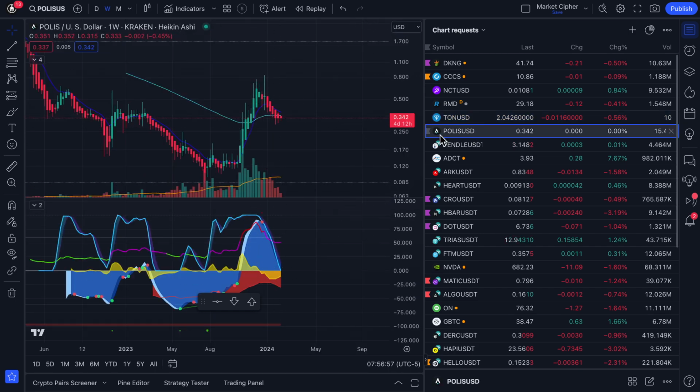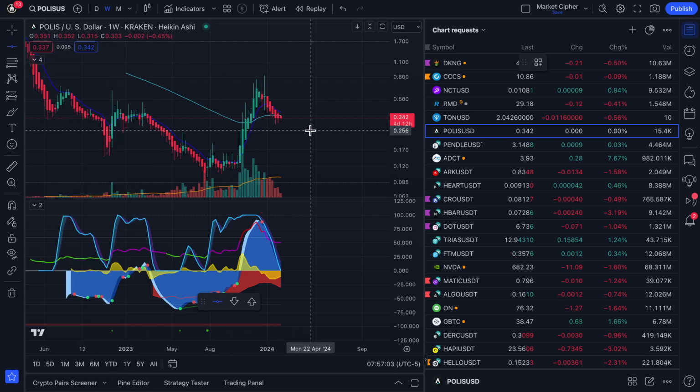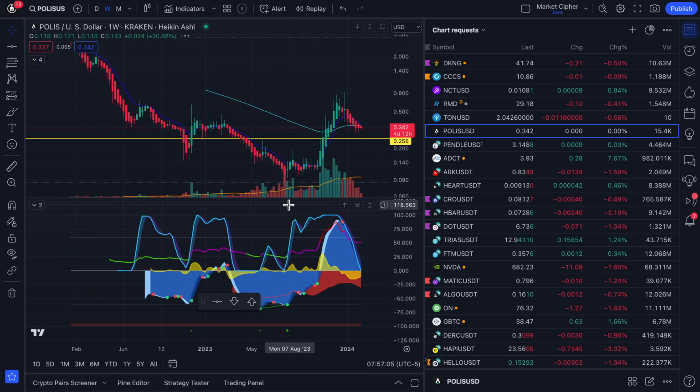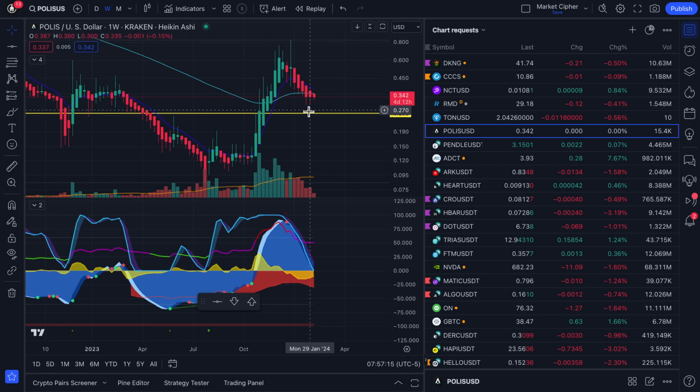I'm sorry. Here's Polis. This looks like an altcoin to me. Lower cap coin doesn't look too bad. I'd use a stop right there at 25 cents. So the reverse is true with the RSI as well. When the RSI is at 0, that's when we can look to be entering positions. It's sitting right on the 50-week.